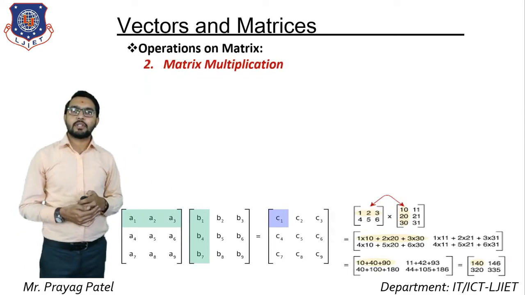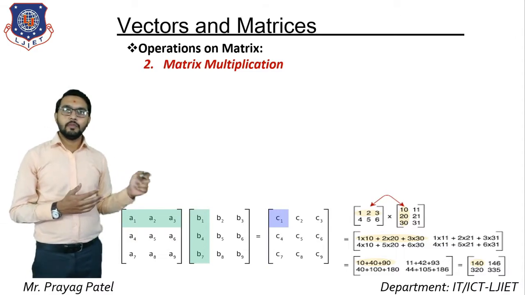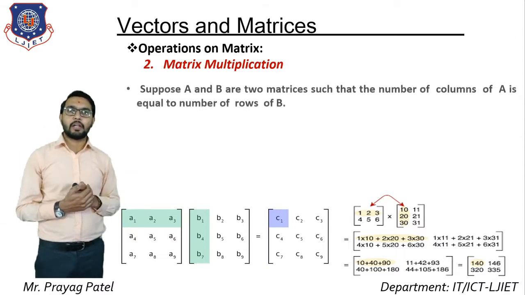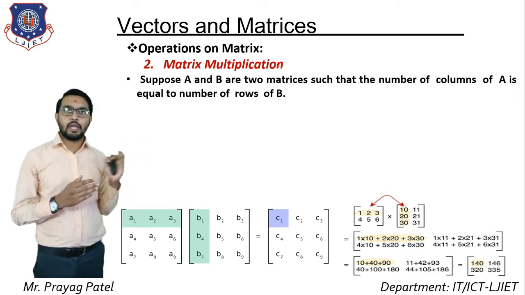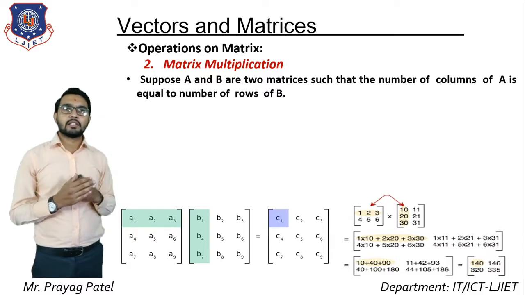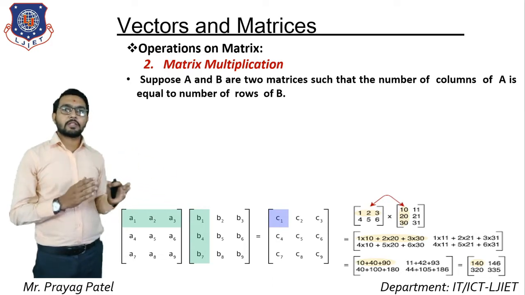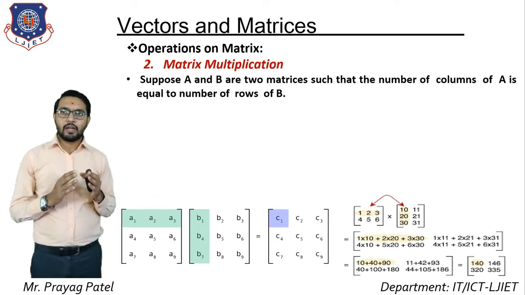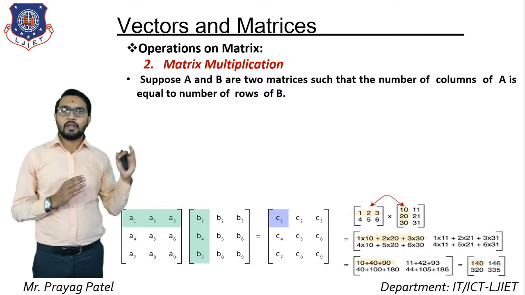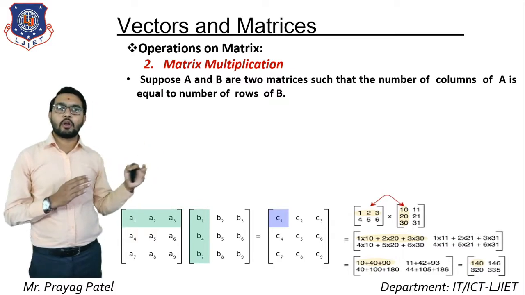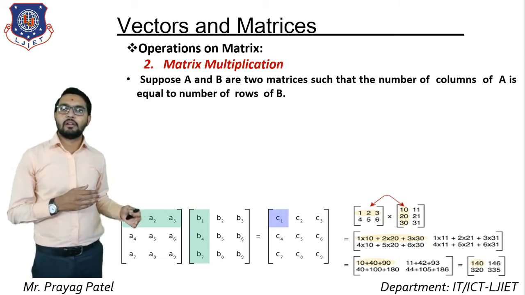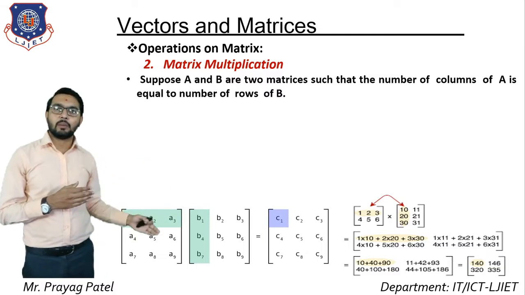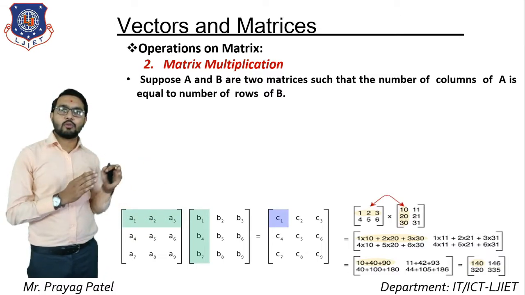Now consider the next operation, matrix multiplication. In matrix multiplication, perform the multiplication by multiplying the first row with the first column. Suppose A and B are two matrices such that the number of columns of A is equal to the number of rows of B. Matrix multiplication is applicable only when the number of columns in the first matrix is equal to the number of rows in the second matrix. So here the green shaded first row is multiplied with the first column.